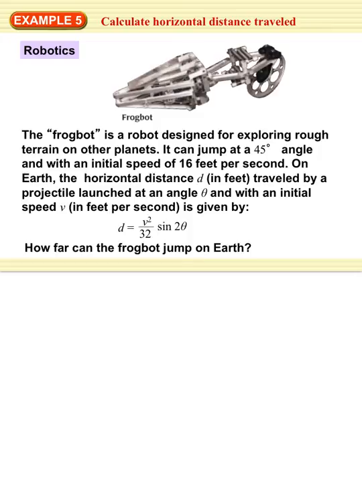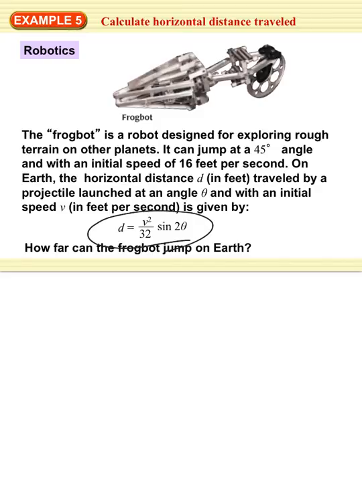The Frogbot is a robot designed for exploring rough terrain on other planets. It can jump at a 45-degree angle and with an initial speed of 16 feet per second. On Earth, the horizontal distance d in feet traveled by a projectile launched at an angle theta and with an initial speed v in feet per second is given by d equals v squared over 32 sine 2 theta. How far can the Frogbot jump on Earth?